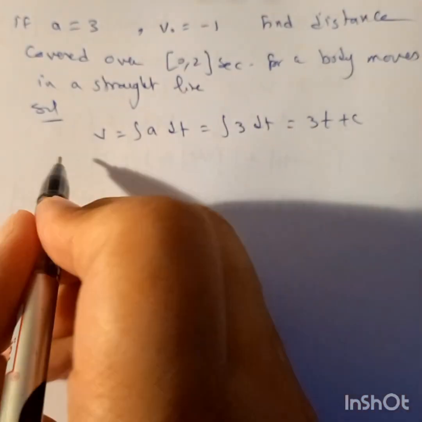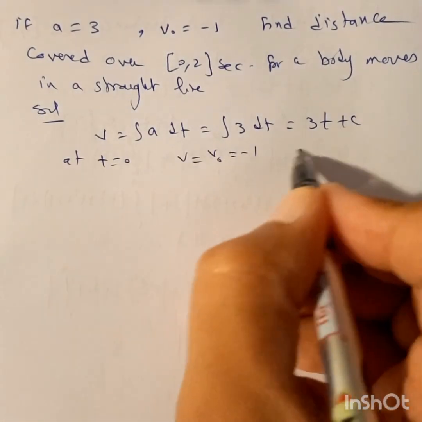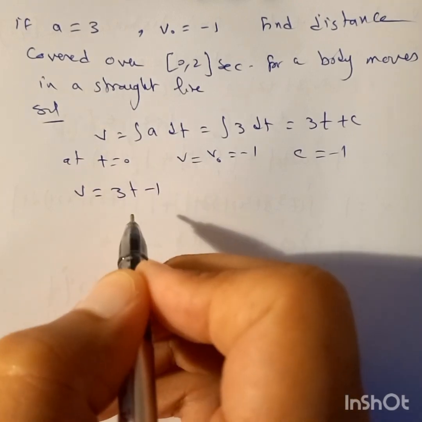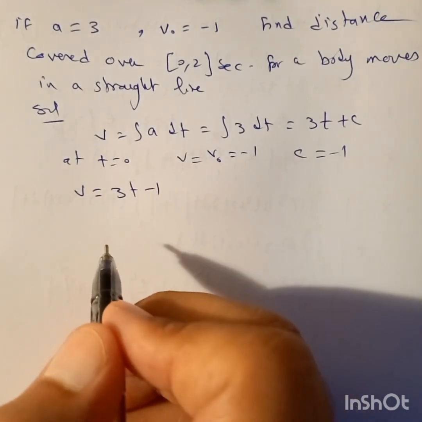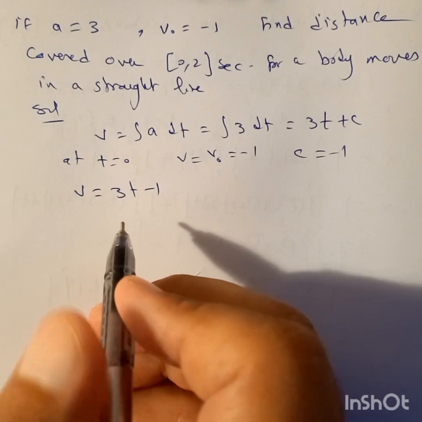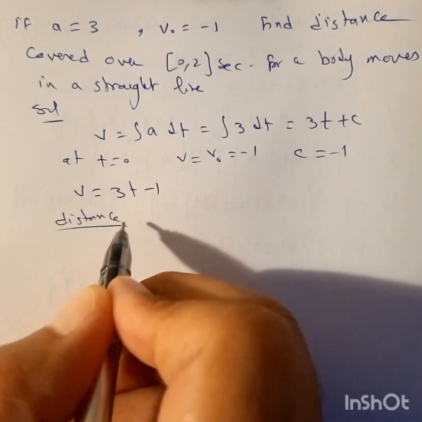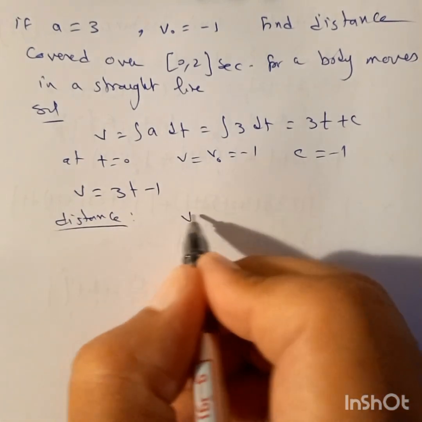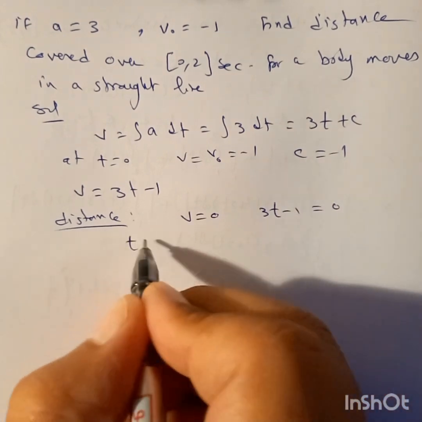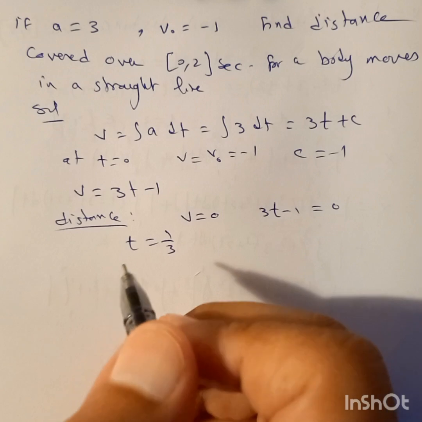Okay, to find the constant at t equals 0, we have v equals v naught equals -1, so c equals -1, and v equals 3t minus 1. Okay, it's required to find the distance covered. To find the distance, first we need to find whether the motion direction changed or not at v equals 0. Then we have 3t minus 1 equals 0, then t equals 1 over 3. At this time the velocity equals 0 and the motion direction changes.